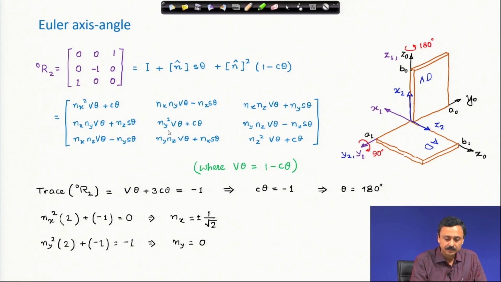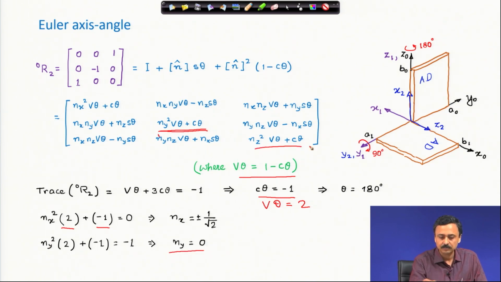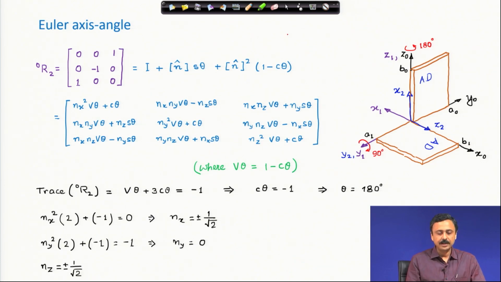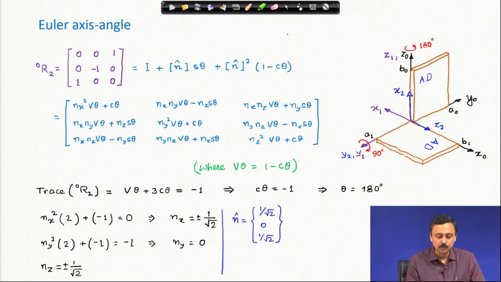Second, I look at this element. Because cos theta is minus 1, verse theta is 1 minus cos theta, so verse theta from here must be 2, that is what I have used. So, nx square into 2 plus cos theta, which is minus 1, equals 0, and from here nx. Similarly, from this element I find out ny is 0, and from this element I get nz as plus minus 1 by root 2. Therefore, I can choose one of the signs consistently: if I take plus for nx, I must take plus for nz. If I take minus for nx, I must choose minus for nz. They will give me the same orientation.